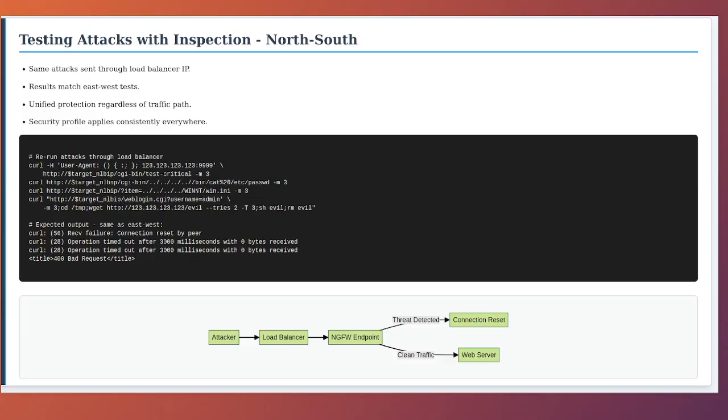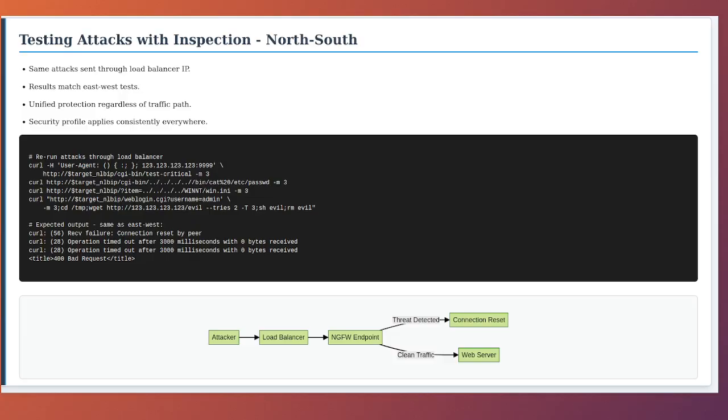The expected output section shows the pattern you should see. Connection reset for some attacks, timeout for others, and occasionally a 400 response for malformed requests that Apache catches before full processing. All of these represent successful threat mitigation because the malicious payload did not execute on the target system.